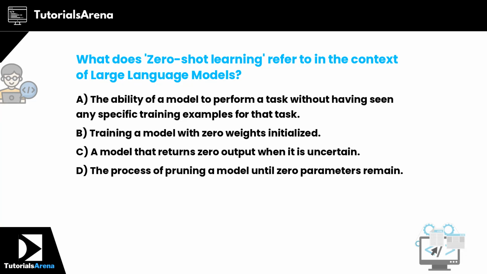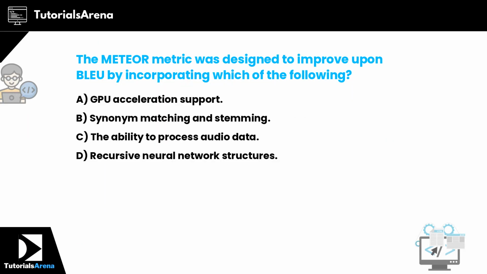What does zero-shot learning refer to in the context of large language models? The correct answer is option A. The ability of a model to perform a task without having seen any specific training examples for that task. The METEOR metric was designed to improve upon BLEU by incorporating which of the following? The correct answer is option B, synonym matching and stemming.